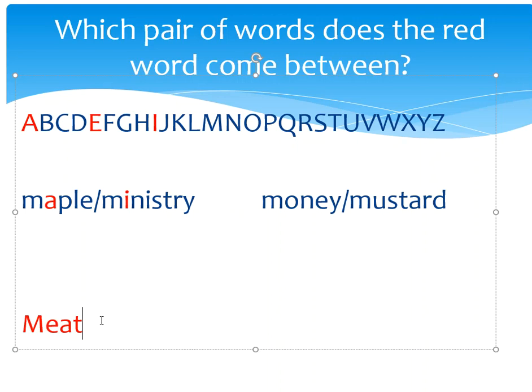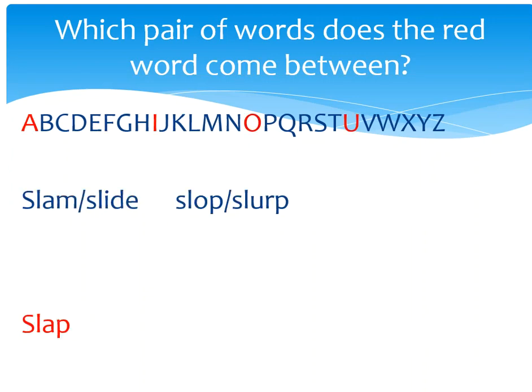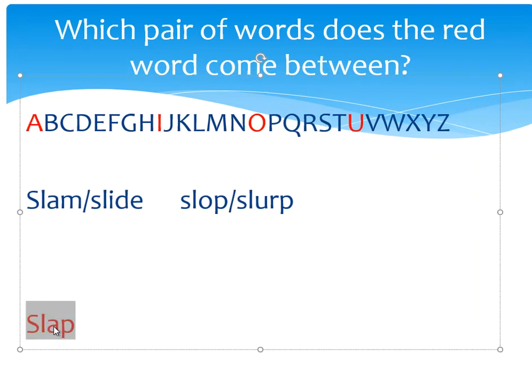Yes. So go ahead and skip back and watch that part of me explaining that again if you need to. Otherwise, we're going to move on to another example. And there's the answer. Maple and ministry would be the correct guide words for meat, not money and mustard. Now here we have the word slap. And we're going to try to figure out, does slap come between slam and slide or slop and slurp?